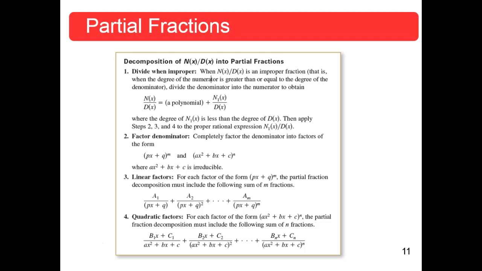Now, if you have a numerator of lesser degree than the denominator, wherever you have it, the next step is to completely factor that denominator. Okay? And that denominator may have this form. This is rather complicated looking, so don't get too frightened of it. (px + q), possibly to the nth power, and/or (ax squared + bx + c), possibly to some nth power.